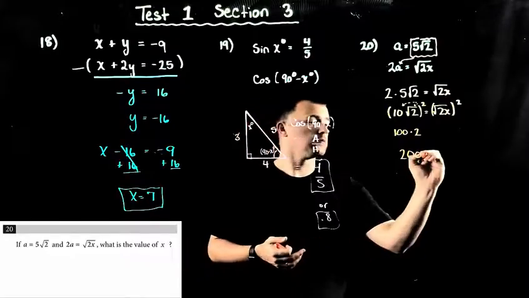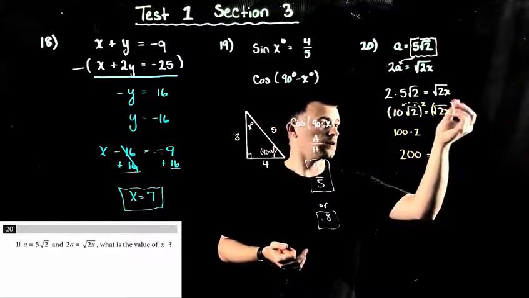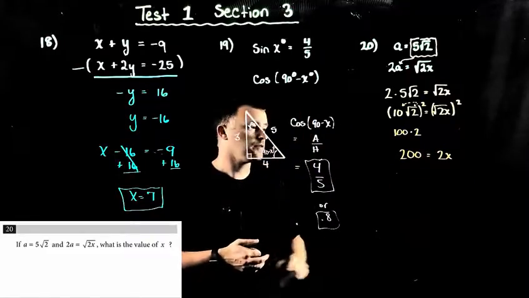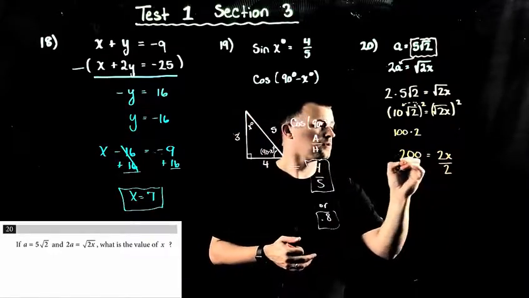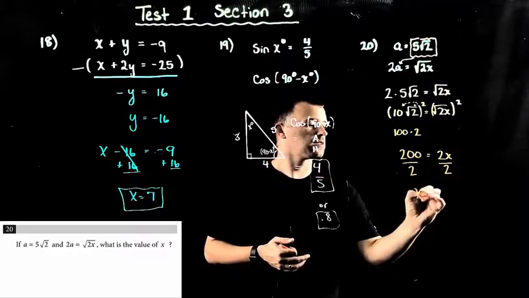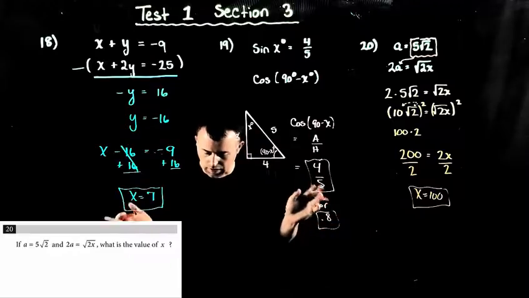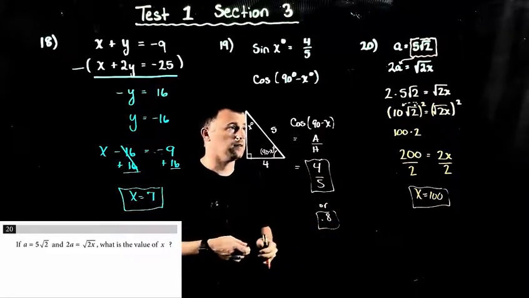On the right-hand side, the square and the square root cancel, and you just get 2x. So if you're going to solve this, you divide both sides by 2, and x is going to equal 100. In this case they wanted x, so we have it, and there we go.